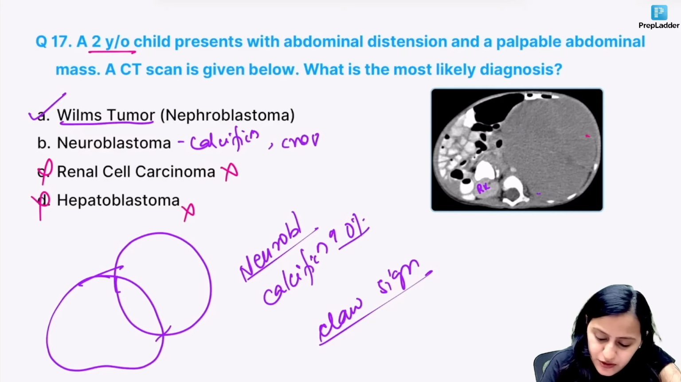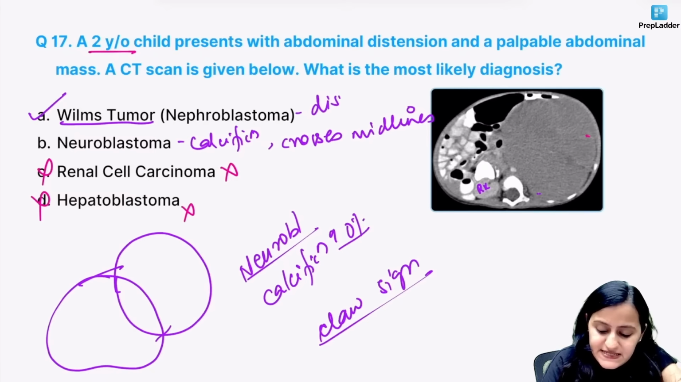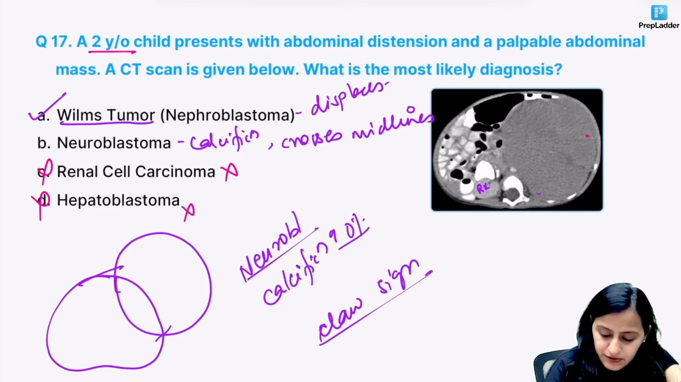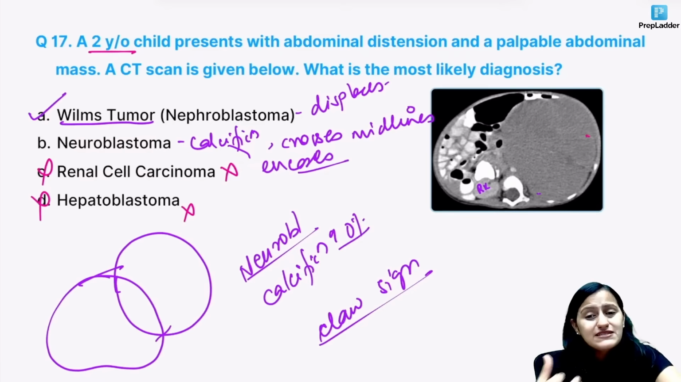Neuroblastoma is what crosses the midline. Okay, that is what crosses the midline. Wilms tumor displaces the surrounding structures. Neuroblastoma encases the surrounding structures like the vessels. It will encase the aorta and the IVC.